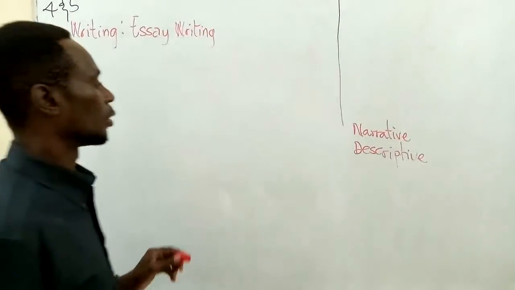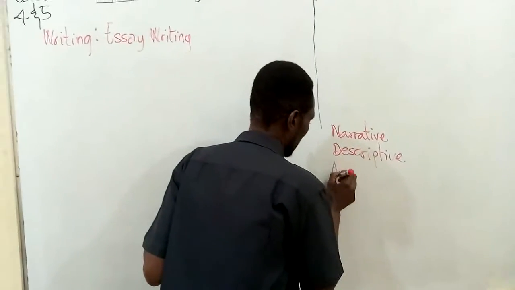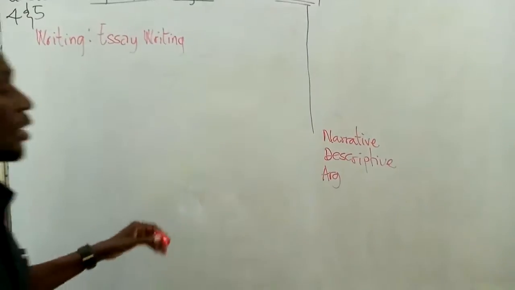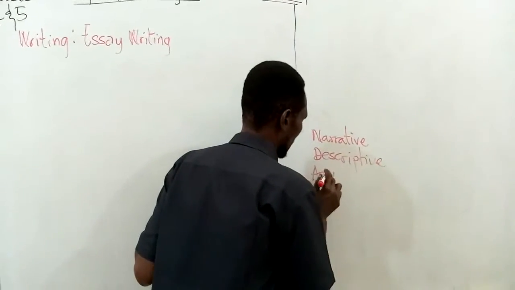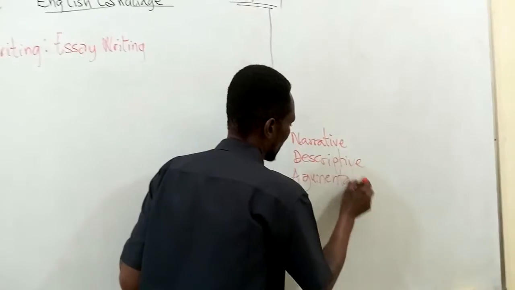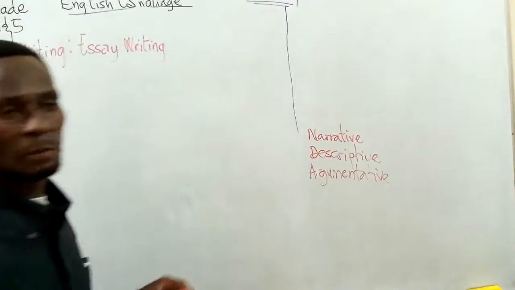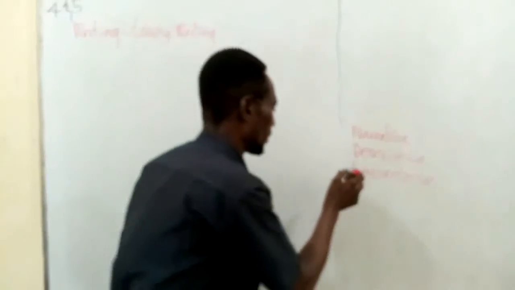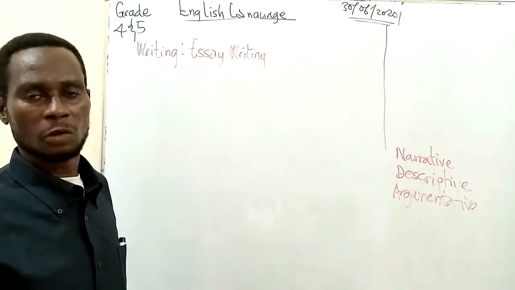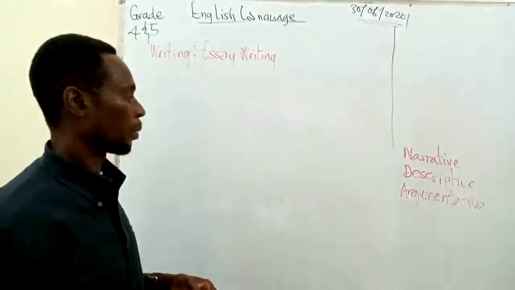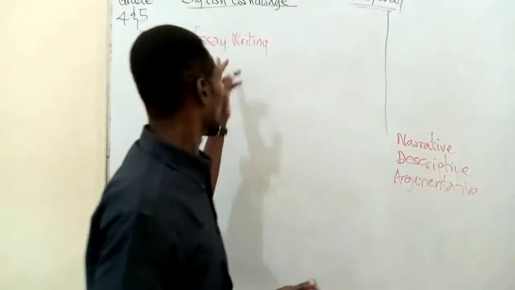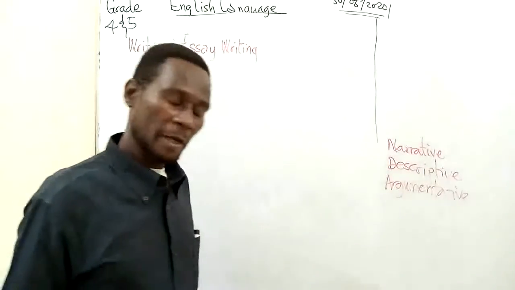All right. Now it could be argumentative. So I'm giving you the types. When we say creative essay, these are the types of essay. Argumentative. When it is argumentative, we are talking about trying to win somebody to your view, to your point, to your side. So it still equally falls under creative writing.